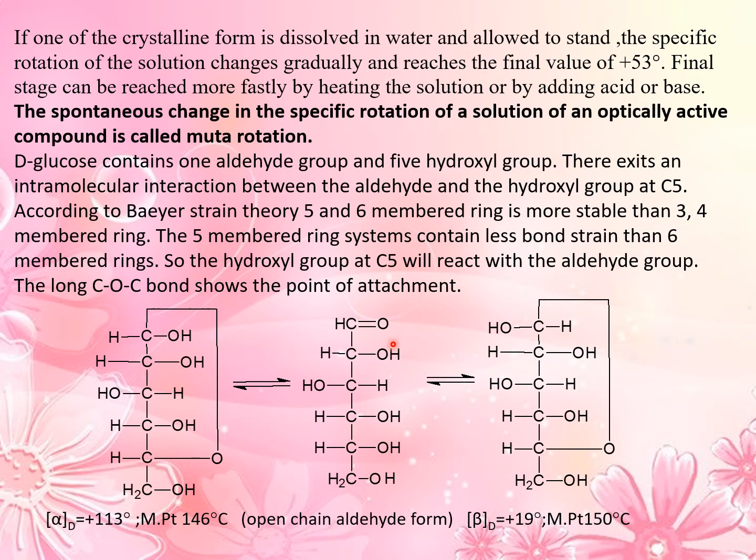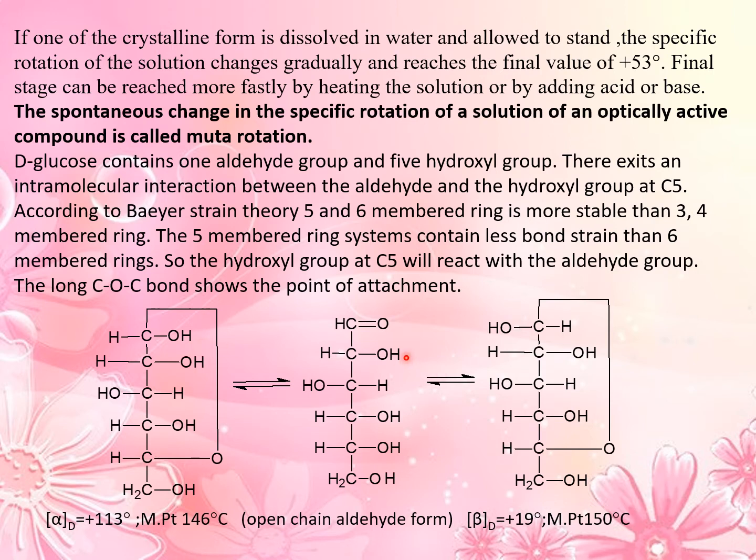Now, we will imagine the C double bond O is present on the right hand side. There exists an intramolecular interaction between this OH and this carbon atom. This hydrogen is attached with this oxygen and this oxygen is attached with this carbon atom. So we arrive at the product alpha D-glucose, where the OH is present towards the right hand side.